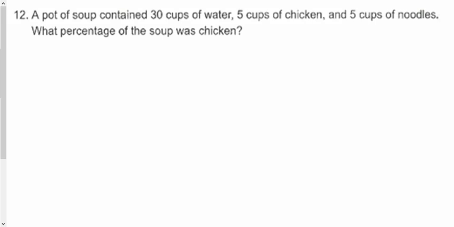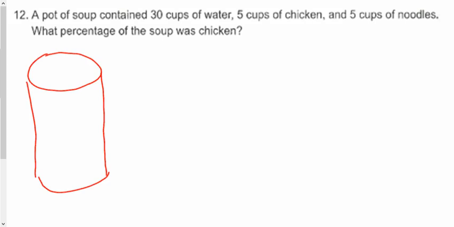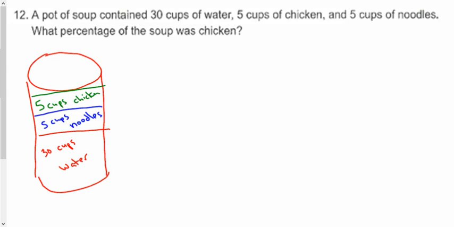Number 12, a pot of soup containing 30 cups of water. So let's just go ahead and draw that pot of soup there. Let's dump in the 30 cups of water. It's got 5 cups of chicken and 5 cups of noodles, so let's draw in the 5 cups of chicken and noodles. Doesn't really matter what order, as long as it all goes into the same pot. What percentage of the soup was chicken?